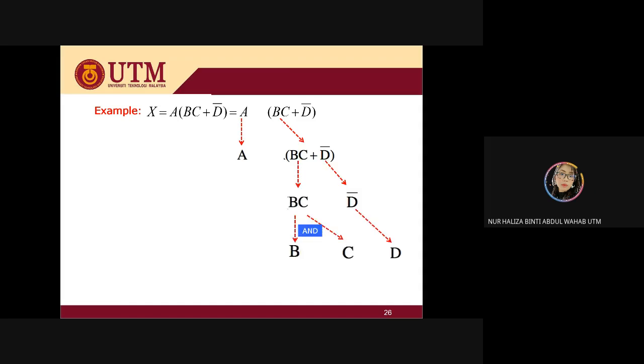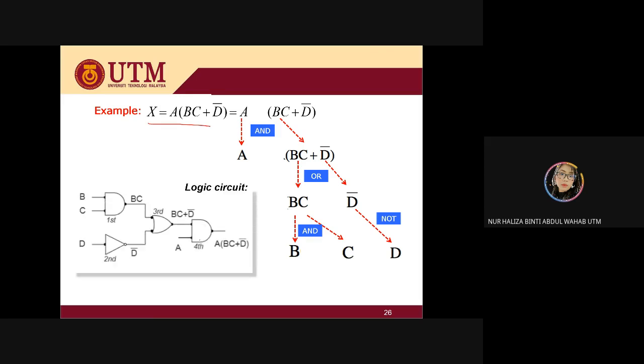You can do it like this hierarchy tree. From this, you can bring down the AND, the A, and then it's going to AND with all the other things. And here you have the AND gate, and then you have an OR gate. Last time I already showed you how to draw the circuit from the Boolean expression. So this is the logic circuit that you can get from your Boolean expression here.